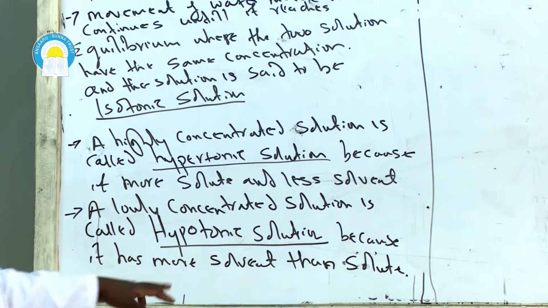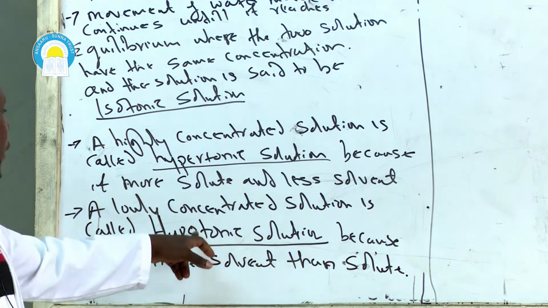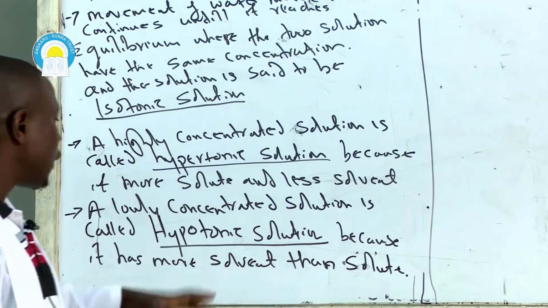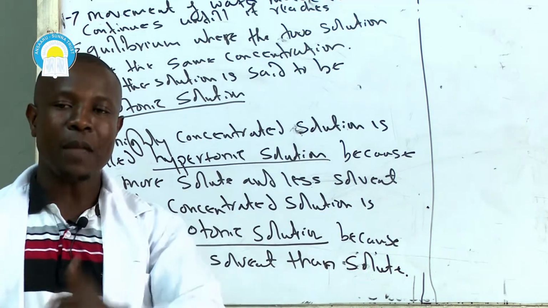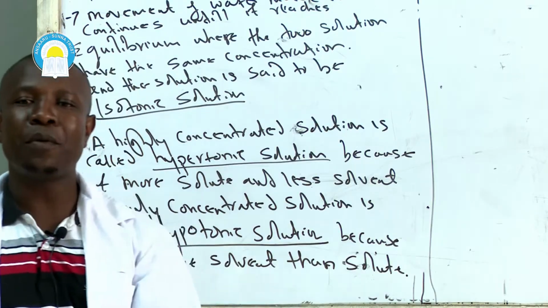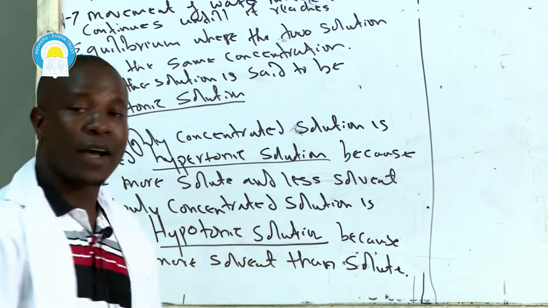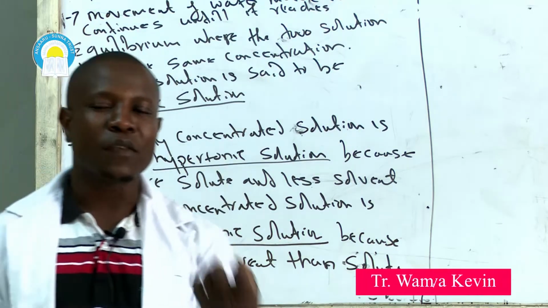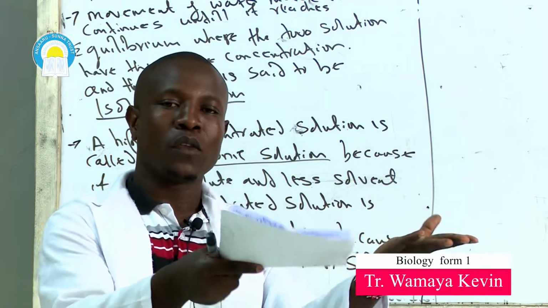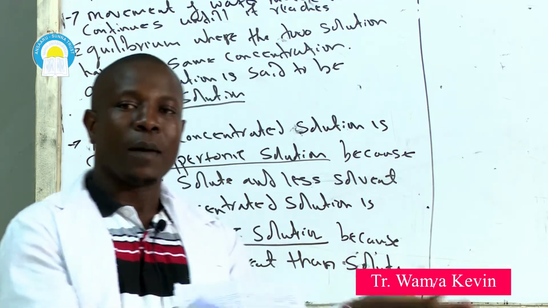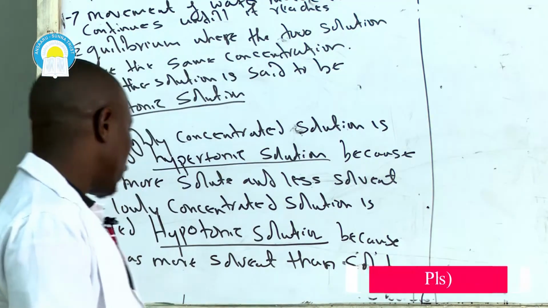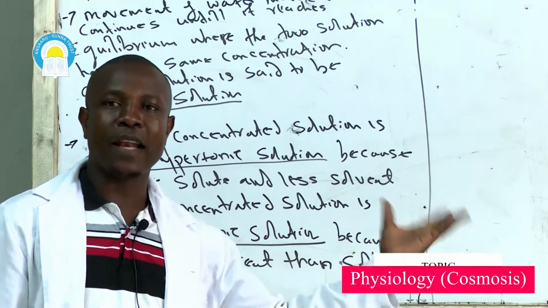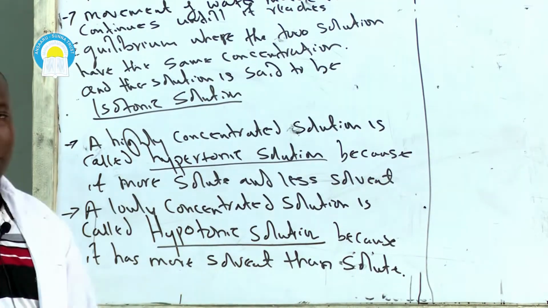That means that the only difference is O here. Here we have O and here we have E. This is called hypertonic and this one is called hypotonic. Hyper for highly concentrated, hypo for lowly concentrated. And the difference is that in hyper, we have more solute than solvent. So we have a lot of what? Solute molecules or particles and less solvent molecules. But in hypotonic, we have more water molecules and less solute molecules.